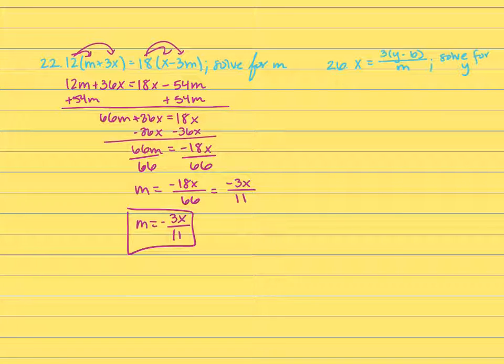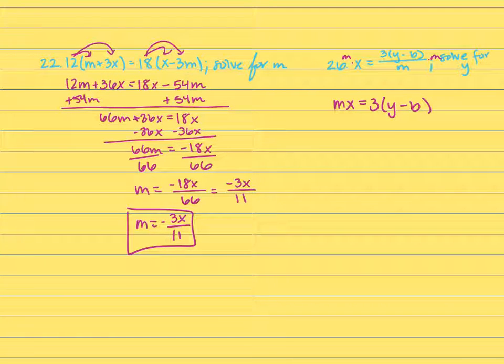The last one we're going to look at before we look at applications is 26, which says x equals 3 times the quantity of y minus b over m. And it asks us to solve for y. So the first thing I'm going to do is multiply both sides by m so that I just don't have any fractions. So I get m times x equals 3 times the quantity of y minus b.